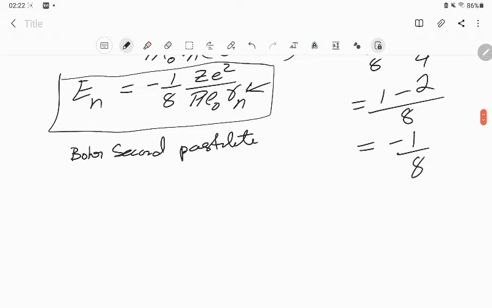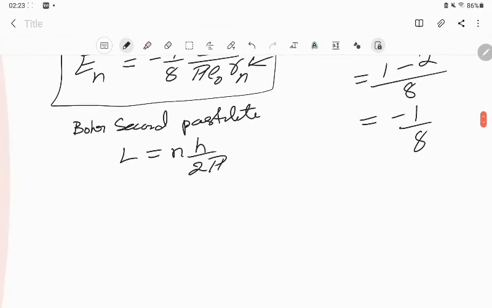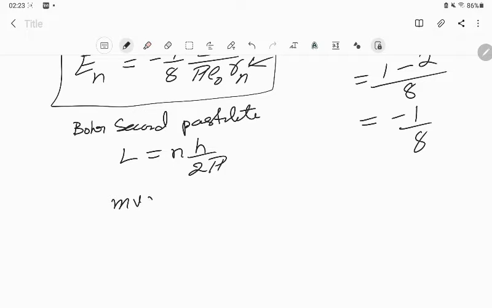For Bohr's second postulate, what is the second postulate? Angular momentum is equal to an integral multiple of h by 2 pi. So this is the second postulate. What is the angular momentum formula? Linear momentum is mv, so if it is angular, we have to put r. So mvr equals n h by 2 pi.